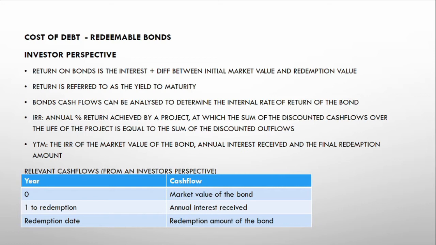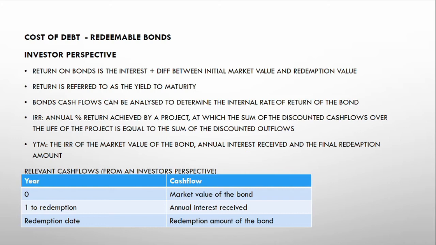So what we have to do here is we need to analyze the cash flows that the investor will receive. So if an investor invests money in a bond and receives returns in the future in the way of interest and redemption amount, we need to analyze those cash flows to determine the percentage return that the investor will receive. This is called the internal rate of return of the bond, which is also known as the yield to maturity. This sounds confusing, but the first thing you have to understand is what is the internal rate of return.